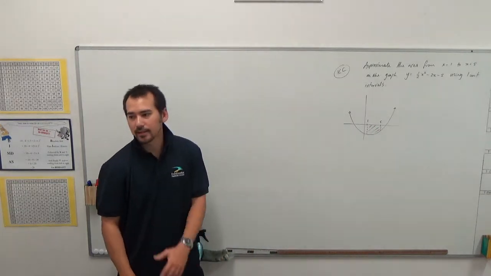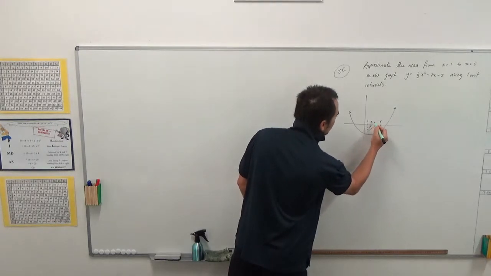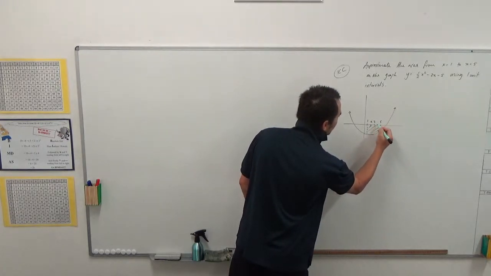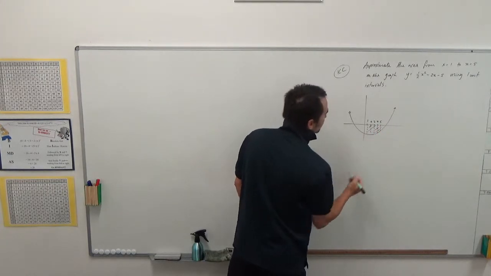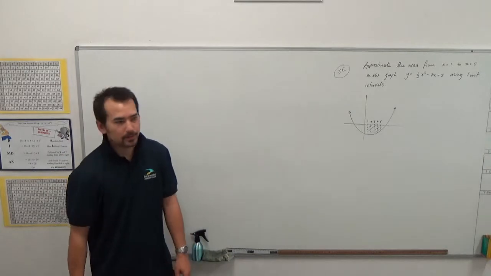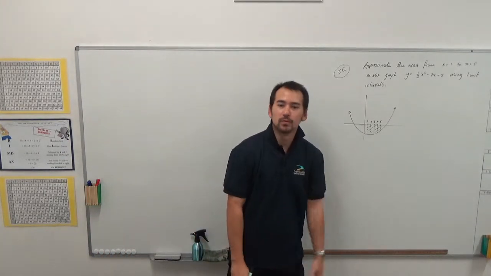How many intervals are there? 5, you reckon? 1, 2, 3, 4. So there's going to be 4 intervals. Okay, good to know. Alright, now, hands up if you use the trapezoidal rule.